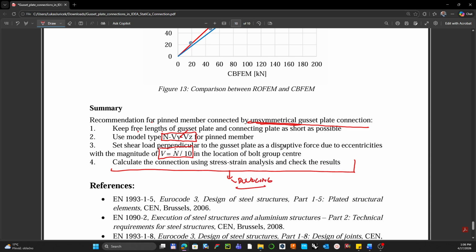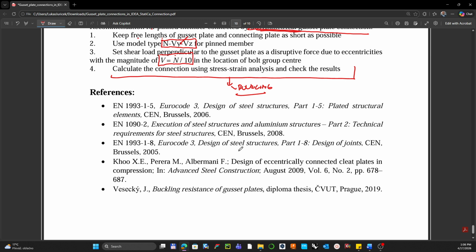Okay, so these are the recommendations that are coming from a rigorous verification with steering people from the industry. This is coming from the university in the Czech Republic, and a lot of steering committee members have been included. So I do believe it will help you to trust the solution of IDEA StatiCa more, in the sense of what model type should be used for an eccentric gusset plate.